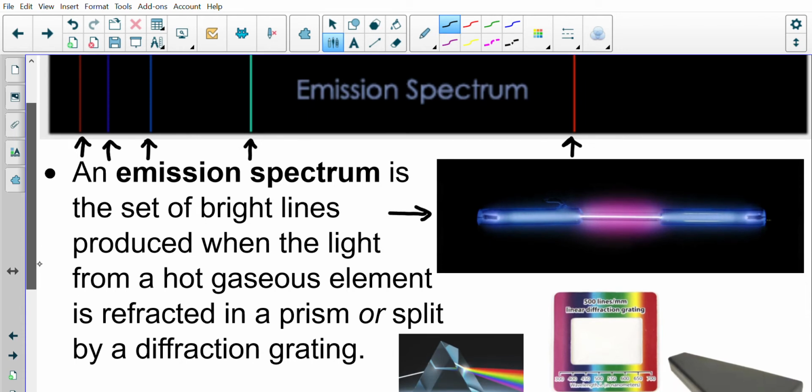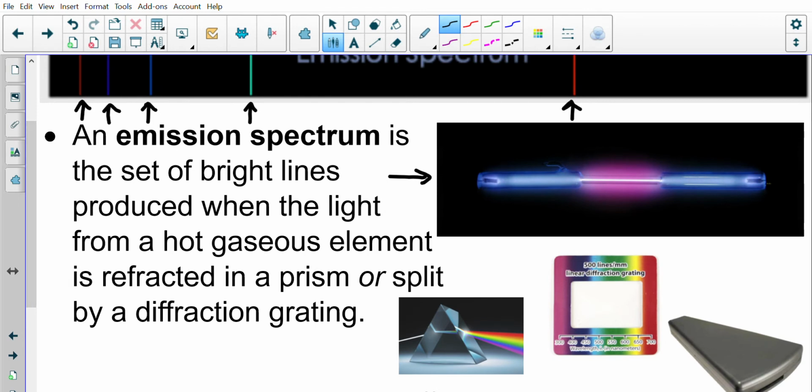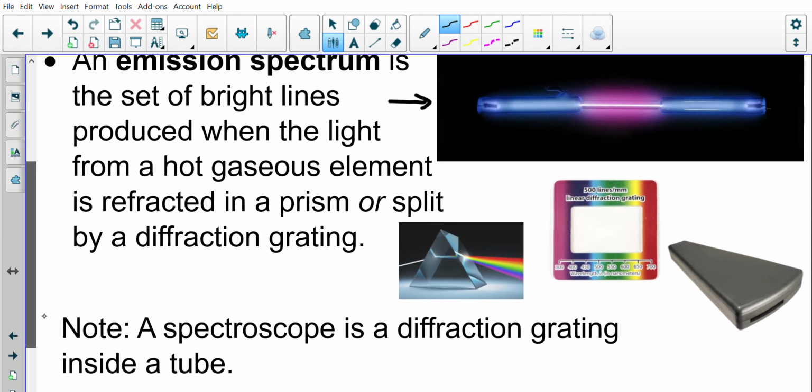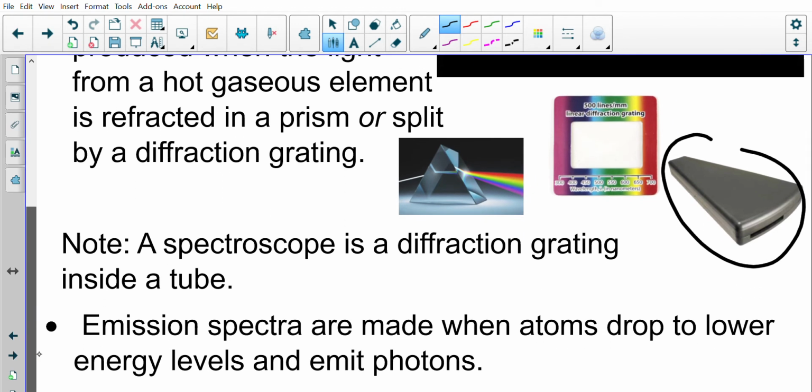And so if you look at that purplish blue light coming out of the glass tube through a prism, the prism will separate out the colors. And so you'll see each color individually, meaning you'll see the emission spectrum. Okay, now remember, a prism isn't the only way to split colors apart so that you can see them individually. You can also do that with a diffraction grating. And just so you know, a spectroscope, which is this thing here that I'm circling, a spectroscope is just a diffraction grating inside of a tube.